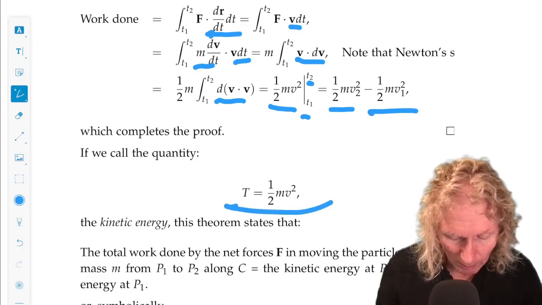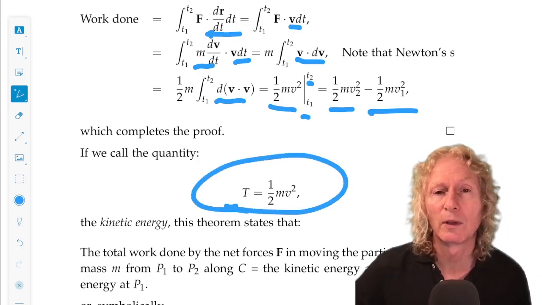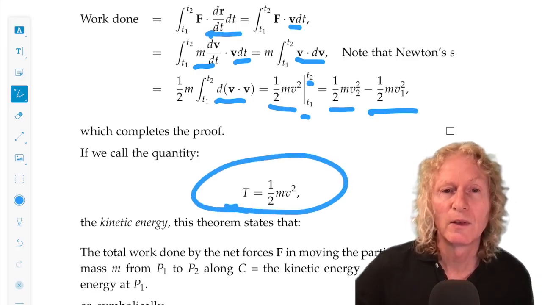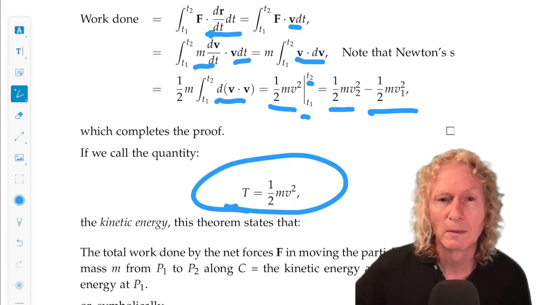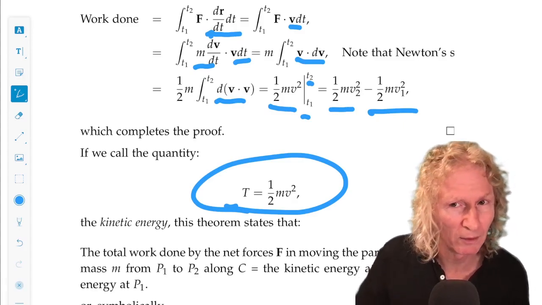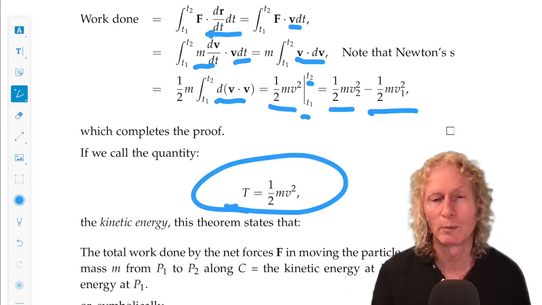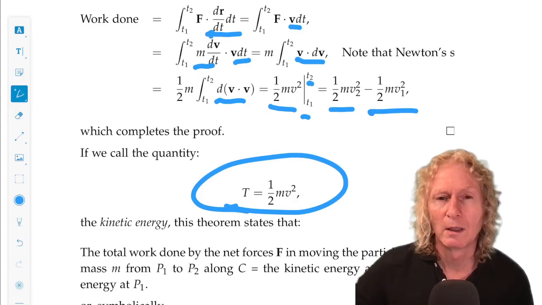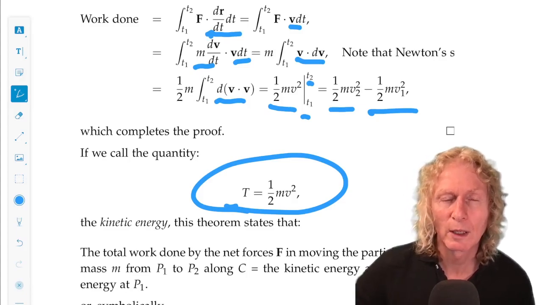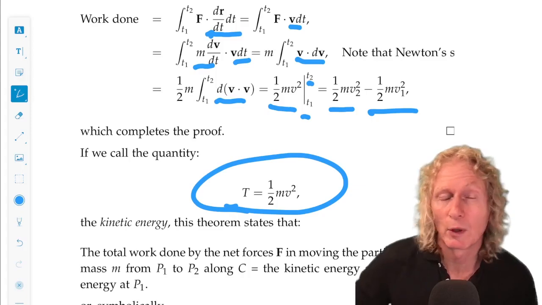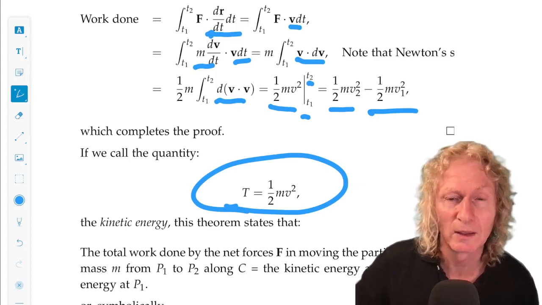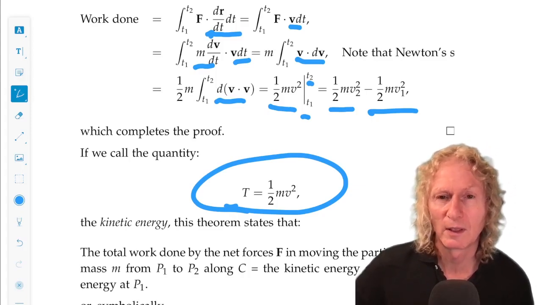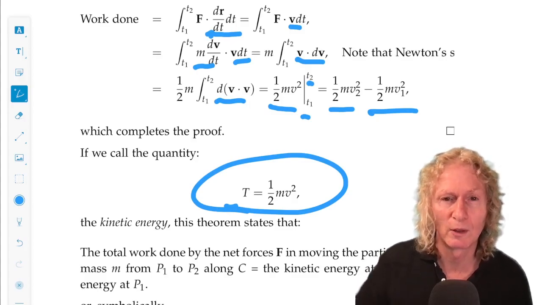So the quantity T, uppercase T, 1/2 m v squared, is the kinetic energy, kinetic motion. It's got velocity in it. If velocity were zero, the kinetic energy would be zero. Generally speaking, a quantity that we call energy is a quantity that allows a system, a particle in this case, to change its state, in this case its state of motion.